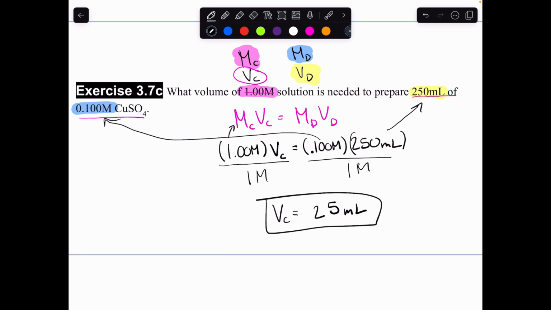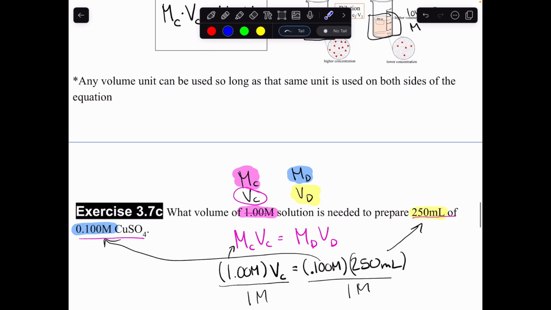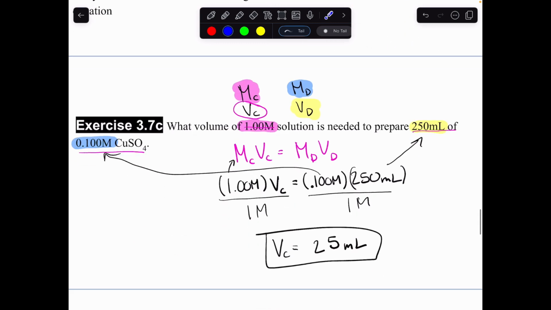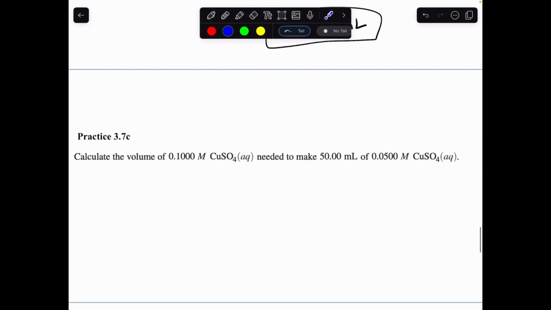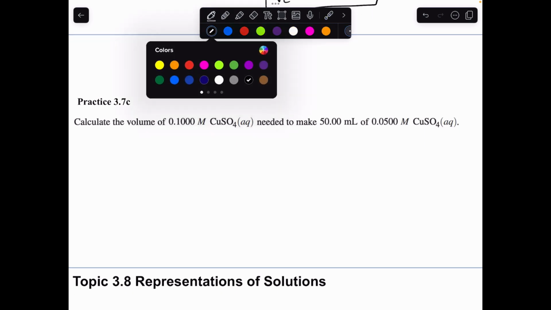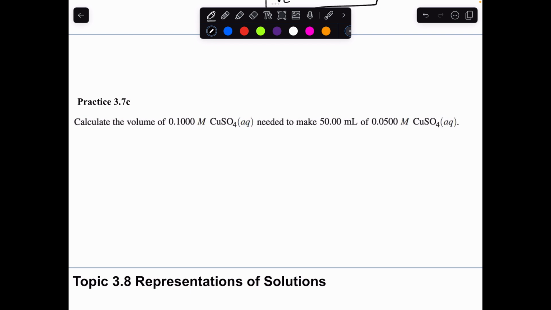Now, quick note here, I forgot to mention, we didn't have to change our unit of milliliters. We could have changed it to liters, but if we keep it in milliliters, then that's how we end up, in milliliters. That's what this note was saying: any volume unit can be used as long as it's the same on both sides. Both liters or both milliliters, as long as they match, it will work. Try this practice problem with your table or on your own, then pause it and hit play to check and see how you did.